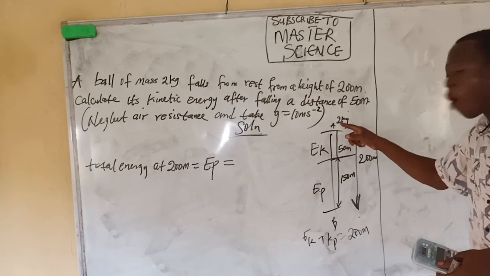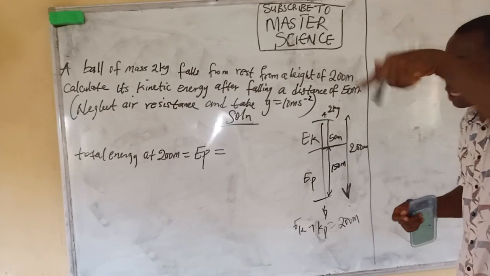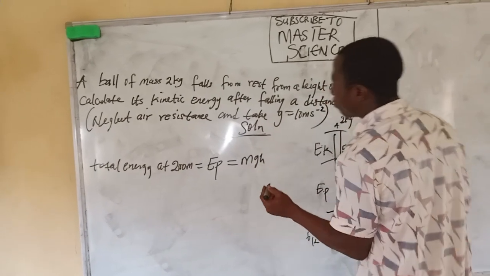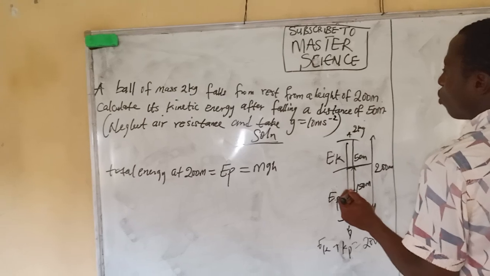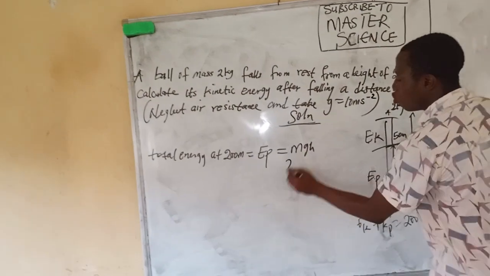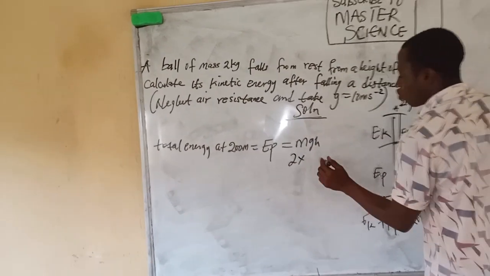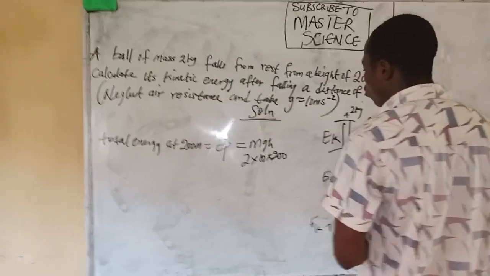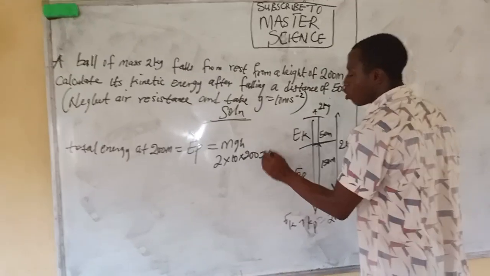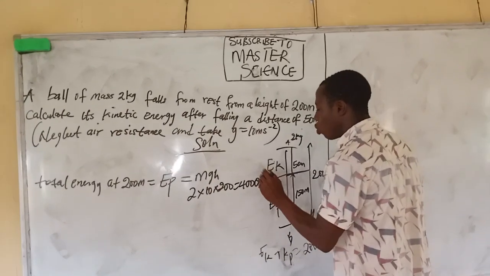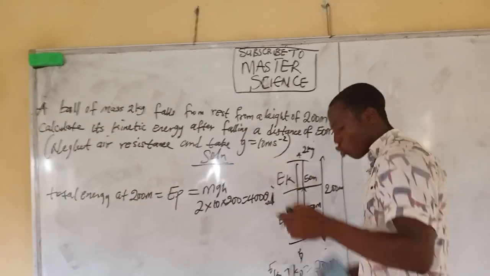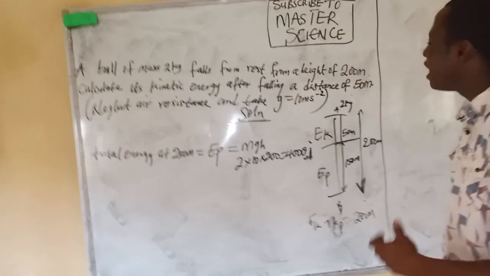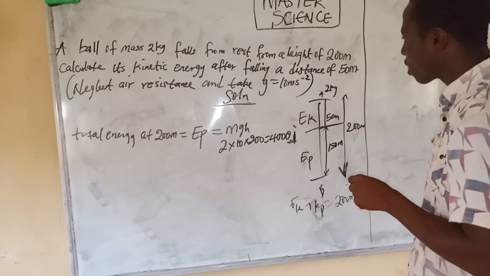When the body is up here, the body is at rest, so we want the potential energy. Potential energy is mgh. What is my mass? 2. Acceleration is 10. What's my height? 200. 2 times 10 times 200 is 4,000 joules. That is the total energy. But we are not done. We should calculate the kinetic energy after falling a distance of 50 meters.